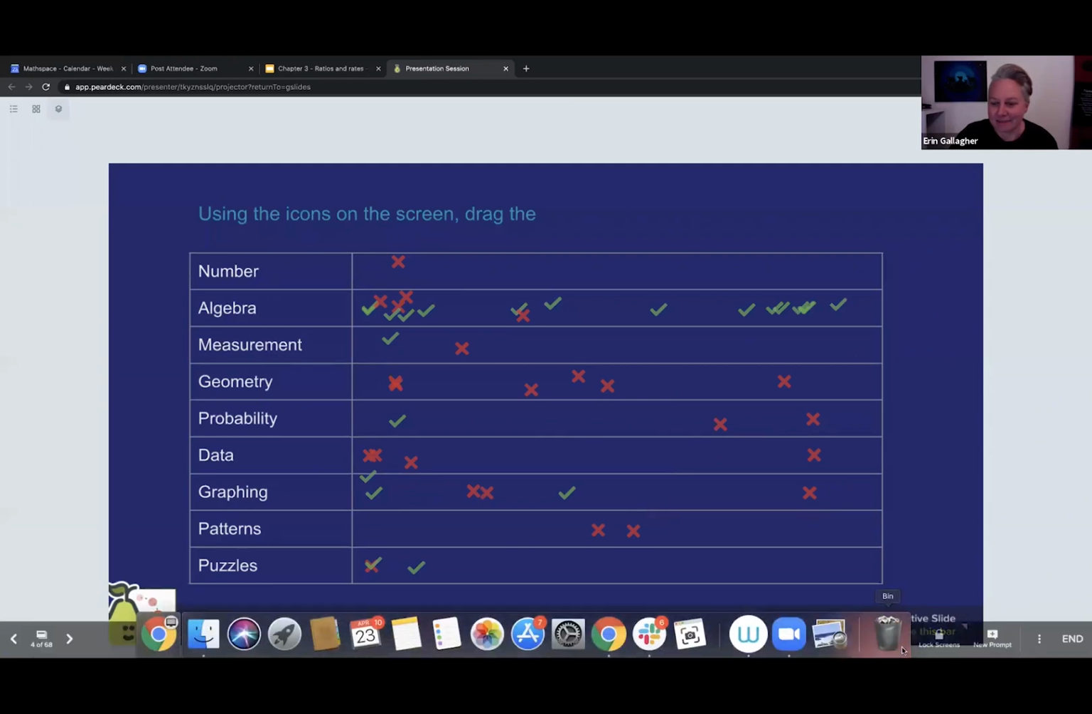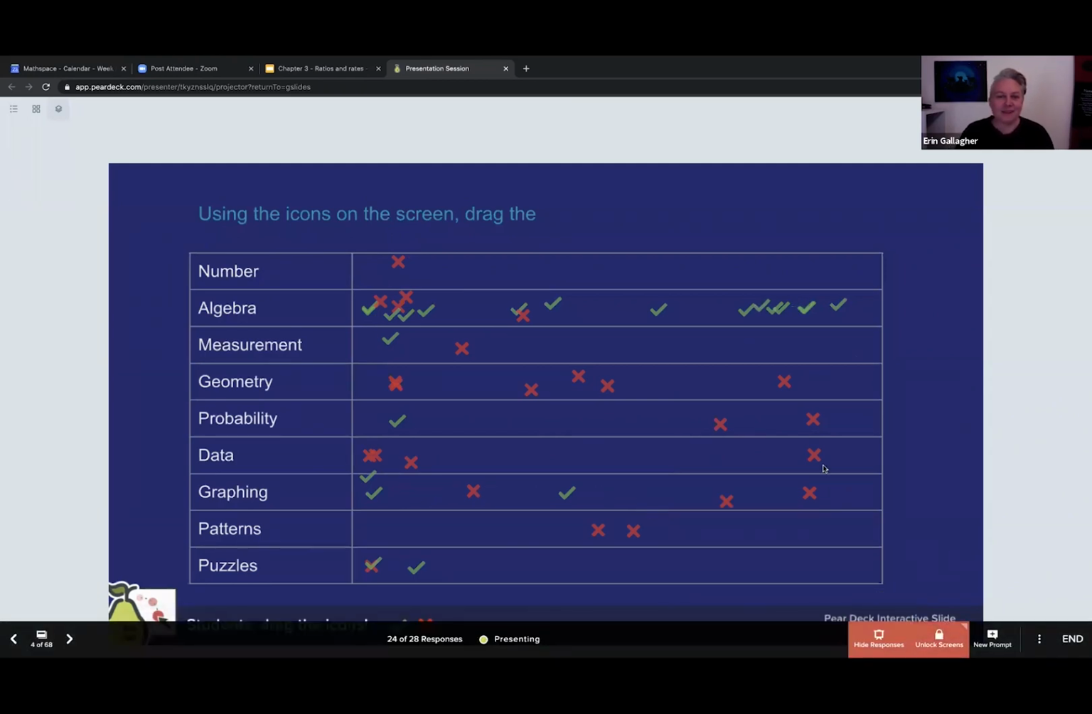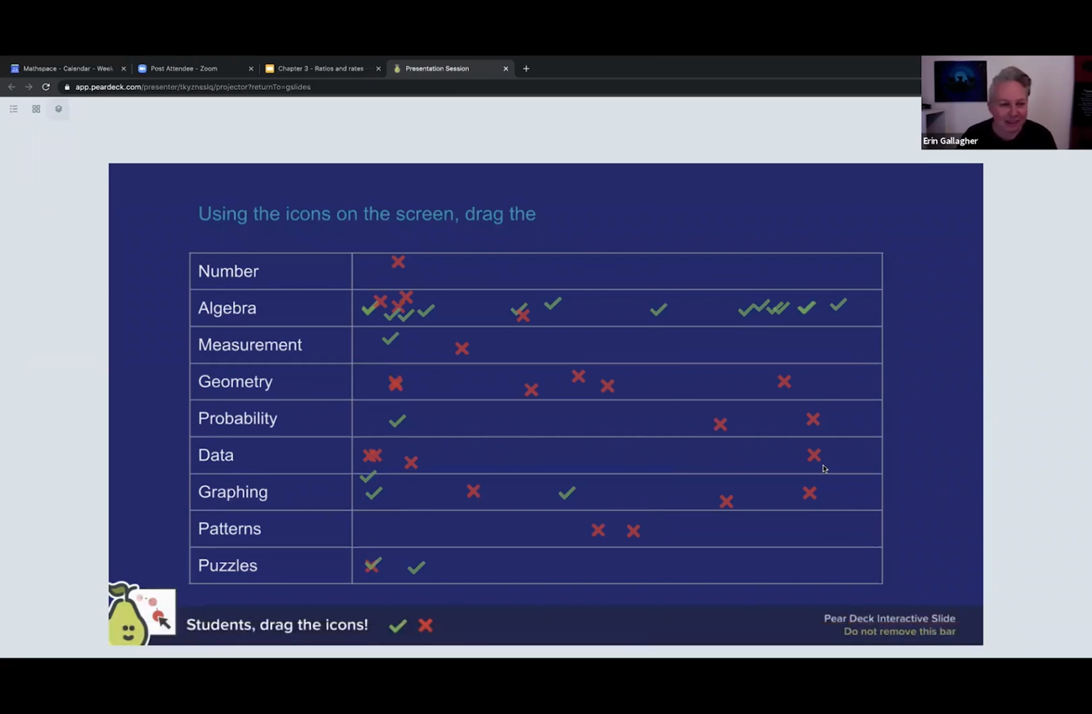Okay. Oh, there we are. Lock the screens. Fantastic. Look at that. So a lot of people like the algebra type component. Yeah, a lot of people with me, geometry, not so great. A few people with Miss J there about the data not being so fun. That's good. It's a good indication.